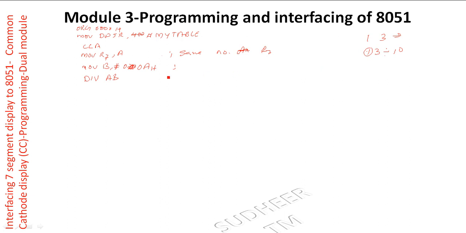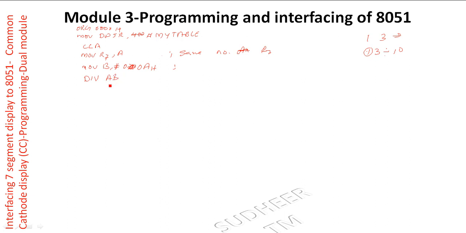Since the microcontroller follows the hexadecimal number system, I cannot use 10. Instead, 0A is the corresponding number for 10. So instead of dividing by 10, we will divide the number by 0A and get the quotient and the remainder. The quotient will be shown on the first segment, and the remainder will be kept. After dividing the accumulator content by 10 or 0A, the accumulator will have the quotient and B will have the remainder.